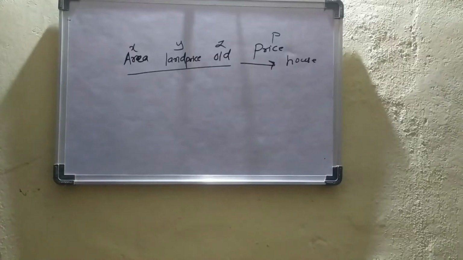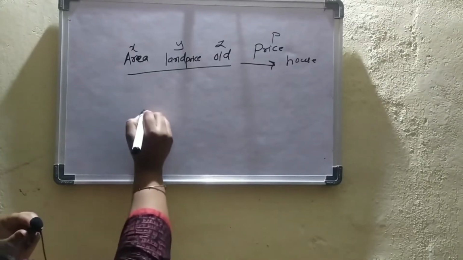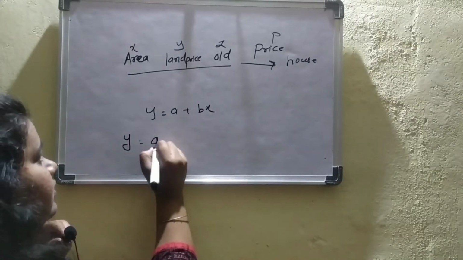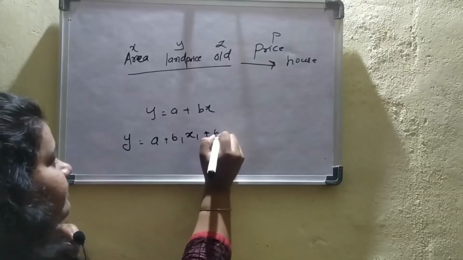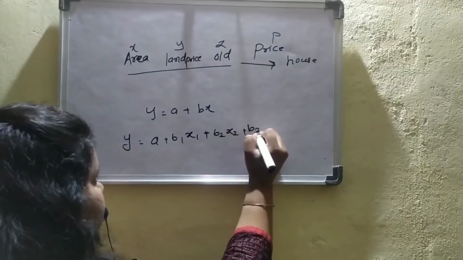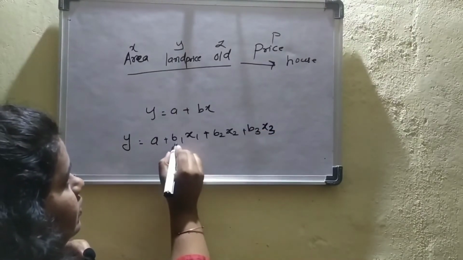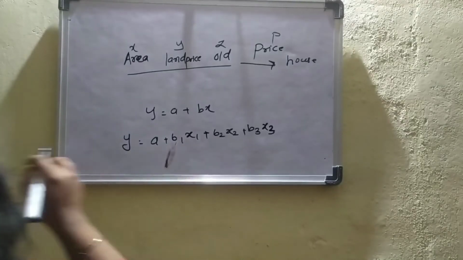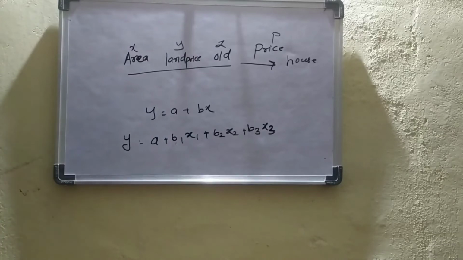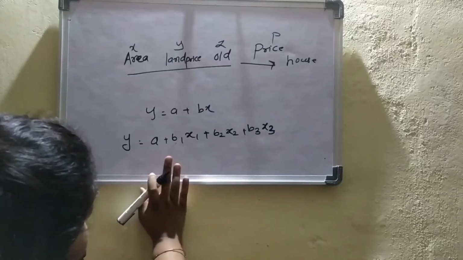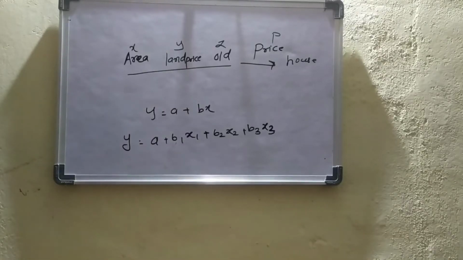We have shown previously that the formula for simple linear regression is y is equal to a plus bx, where we have a single independent variable x. But for multiple variables it is y is equal to a plus b1 x1 plus b2 x2 plus b3 x3 and so on. If we have three variables, we can write it as b1 x1, b2 x2 and b3 x3. Here b is not the slope. Here b is the coefficient of that specific independent variable, and a is the intercept of that line. We cannot represent a single straight line here, since we have multiple independent variables.